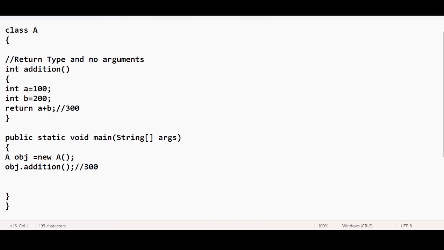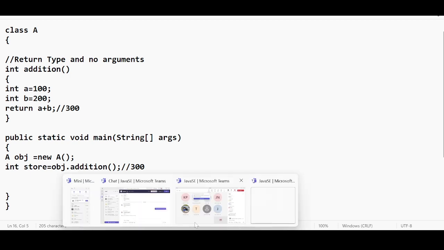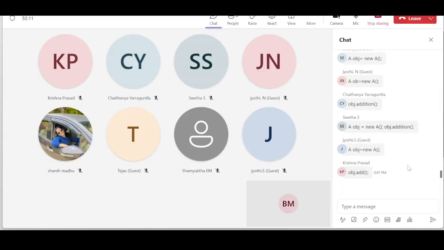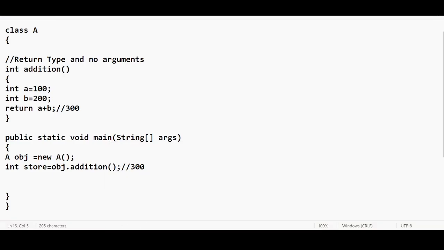We need to store this value. For this, I need a variable. To store any value, I need a variable, right? Let us take the variable name as store itself. You can keep any name, but I'm taking store. What kind of variable is this? Integer, right? So you need to use the integer data type. Now you tell me, if I run this, what is the output?